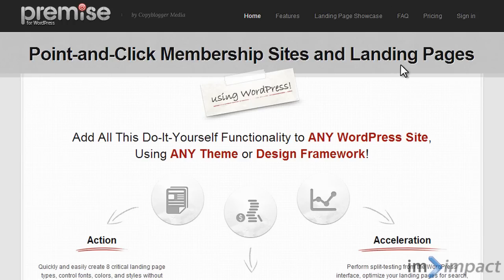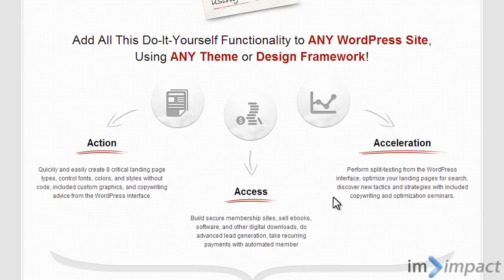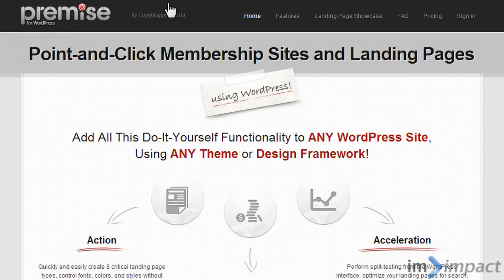So Premise is a WordPress plugin that is built primarily to create landing pages such as sales pages and opt-in pages and so on. And it also comes with a membership feature. So basically you can use this plugin to create, let's say, a sales page, and you can also use this plugin to sell your content and make sure that only your customers get access to your membership content, like your report that you're selling, your videos that you're selling, or your downloads that you're selling. All right, so let's take a look at what it actually does.